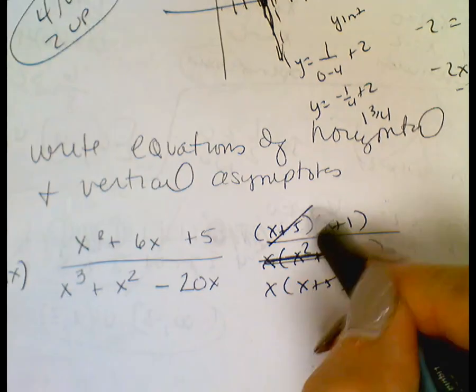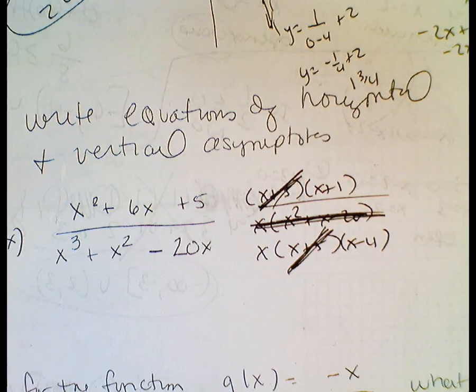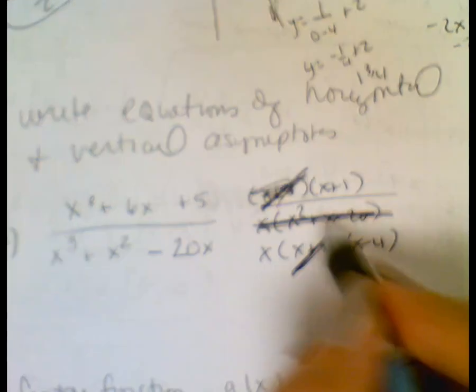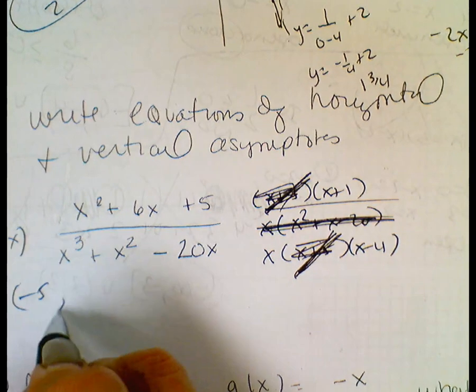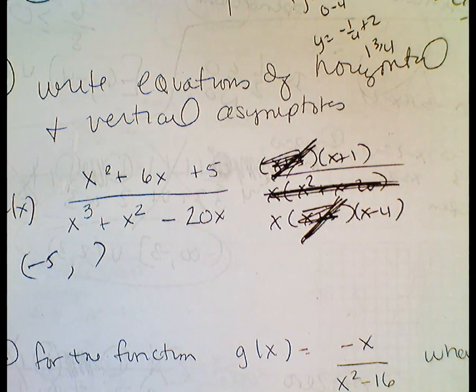All right, first of all, we're removing this. So that's not a horizontal or vertical asymptote. Now that these are gone, that's a hole in the graph, but I didn't ask for a hole. I did not ask for a hole. Just write the equations of the vertical and horizontal asymptotes.